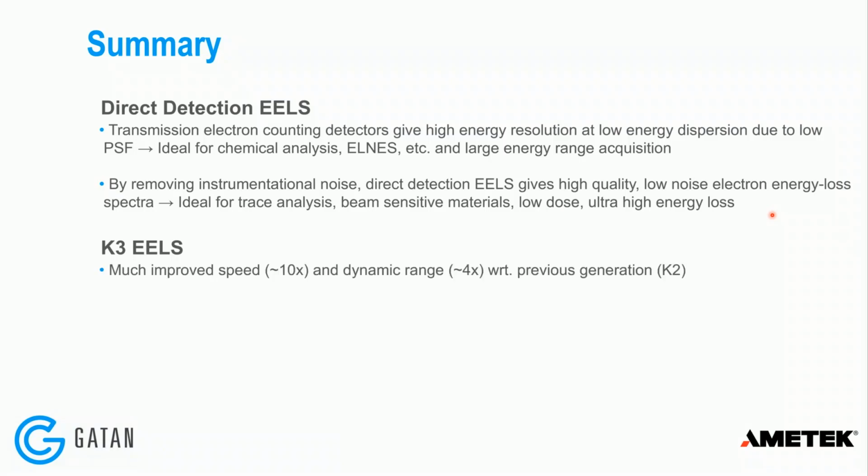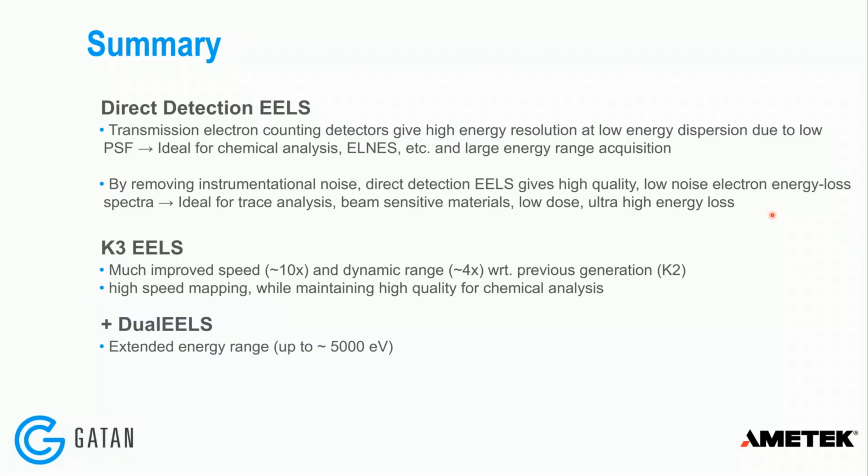So we have a big speed improvement. So around 10 times and around 4 times dynamic range with respect to the previous generation detector, so K2. So that's great for high speed mapping while maintaining high quality for chemical analysis. And we can do that with DualEELS.